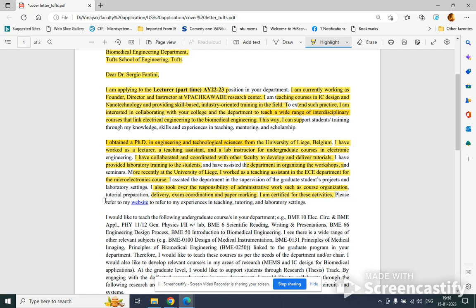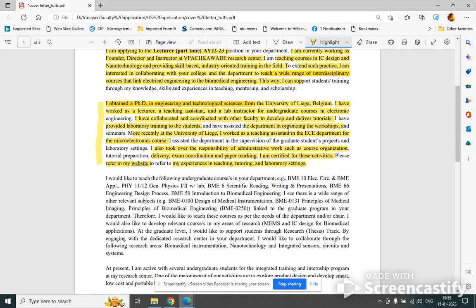So here I have asked the committee members or the head or the team who will scrutinize the application, who will read your cover letter, to refer to my website. And here I have provided a link. When they click over it, it will lead to the web page where I have put up documentary evidence to support what I have written in this particular paragraph. So they can refer to my experiences in teaching, tutoring, and laboratory settings. So the second paragraph ends with this information.